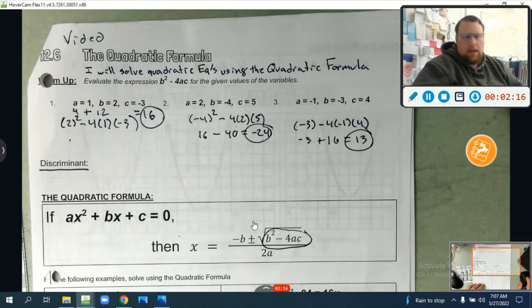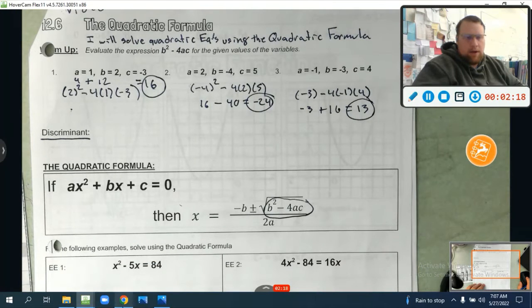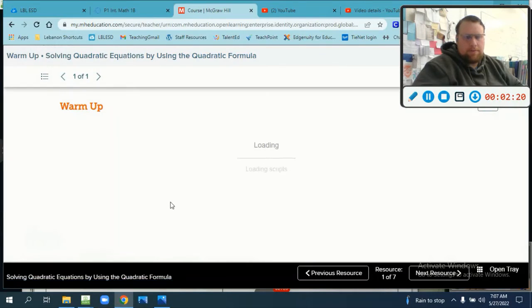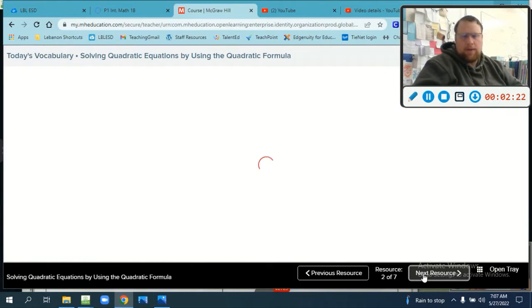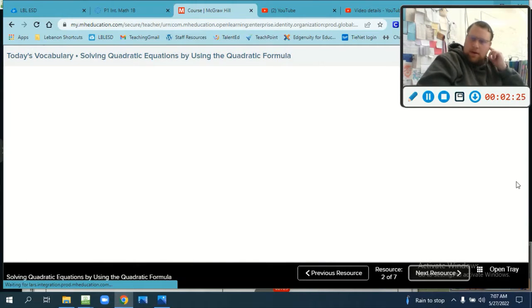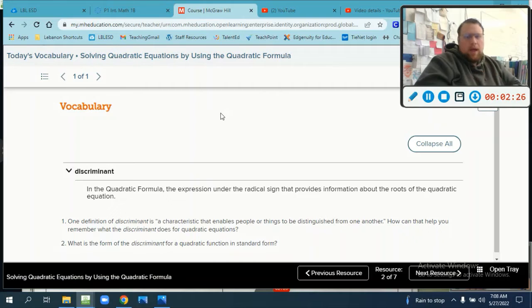Okay, let's go down here and look at the discriminant. Here is the vocabulary for it. Don't know why it reset like that. And the discriminant is, in the quadratic formula, the expression under the radical sign that provides information about the roots of the quadratic equation. So that discriminant tells us about the roots.